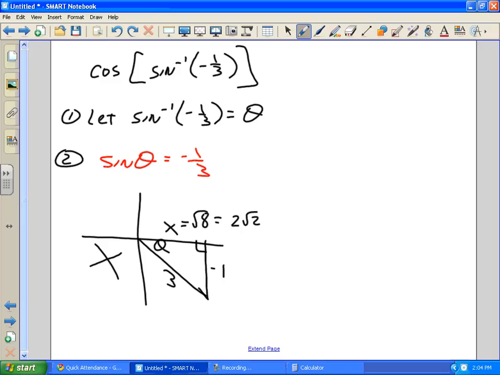So now I come back, and the last step is to find the cosine of theta, because didn't you let the inverse sine of negative 1/3 be theta? So everywhere I see the inverse sine of negative 1/3, I now replace it with theta. And so what is the cosine of theta in this triangle? Well, it's 2 radical 2 over 3, and I would want that answer.